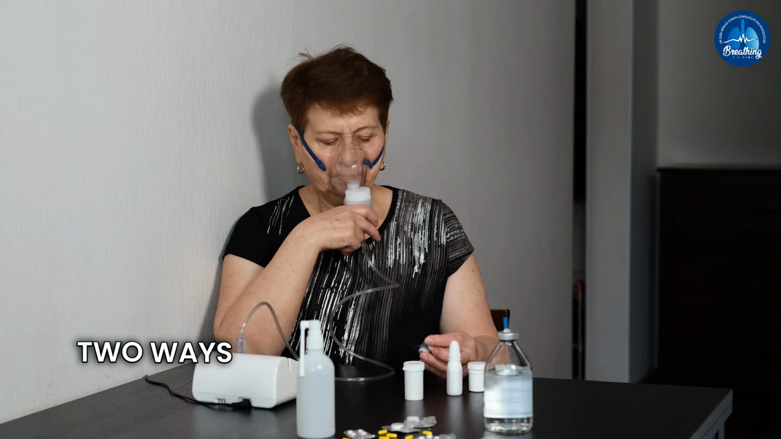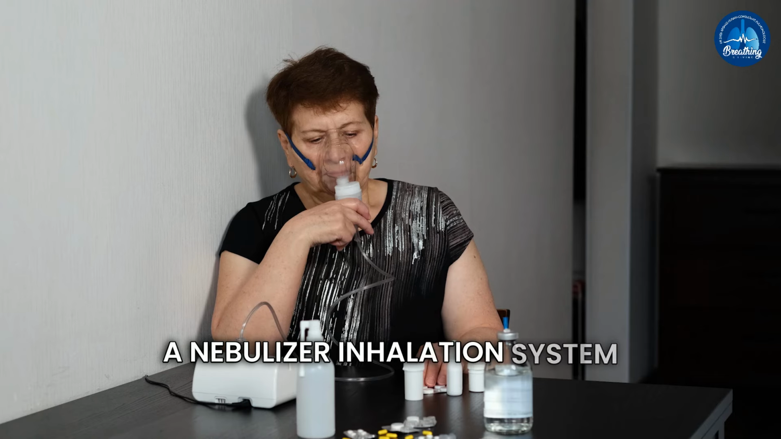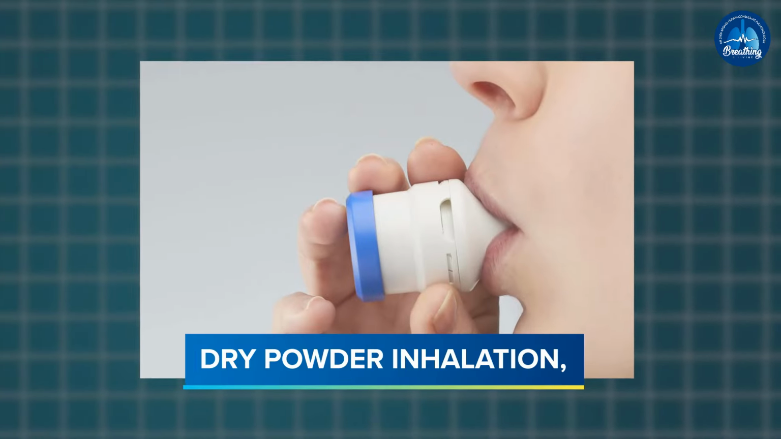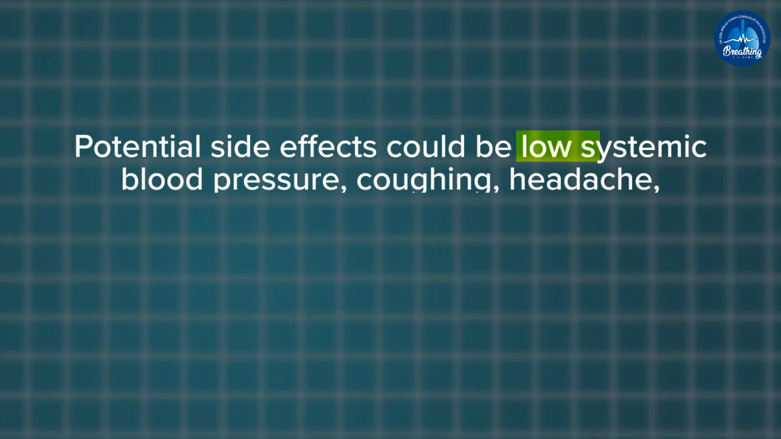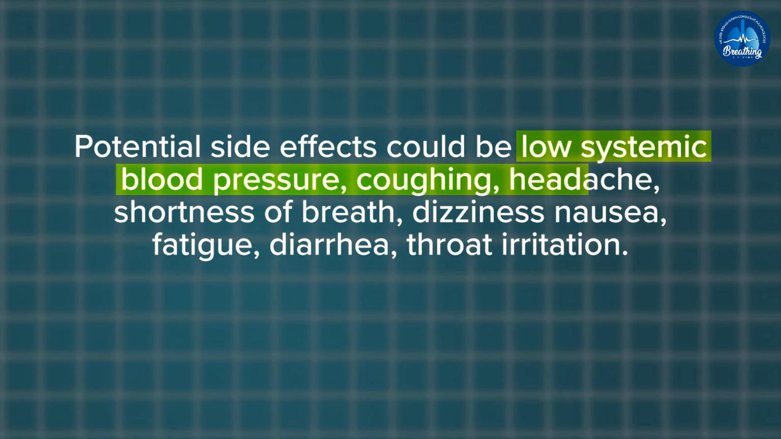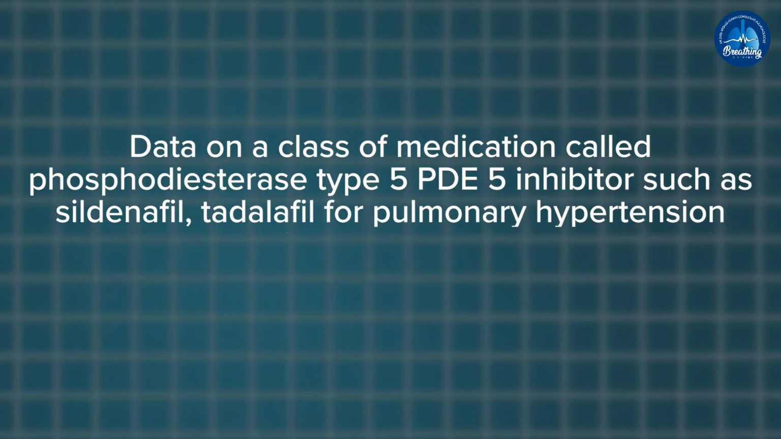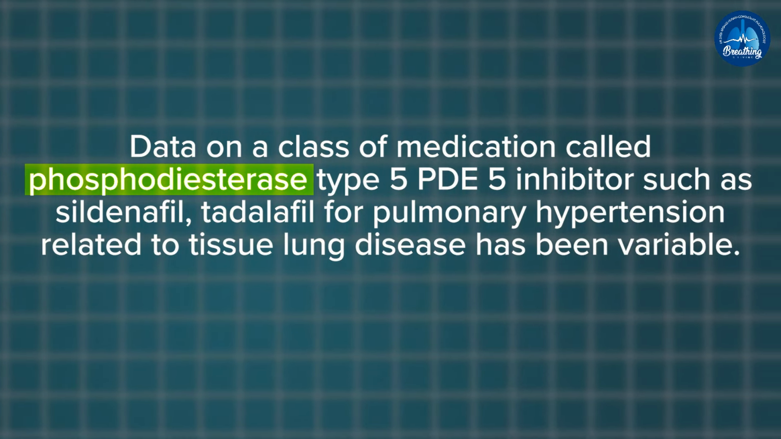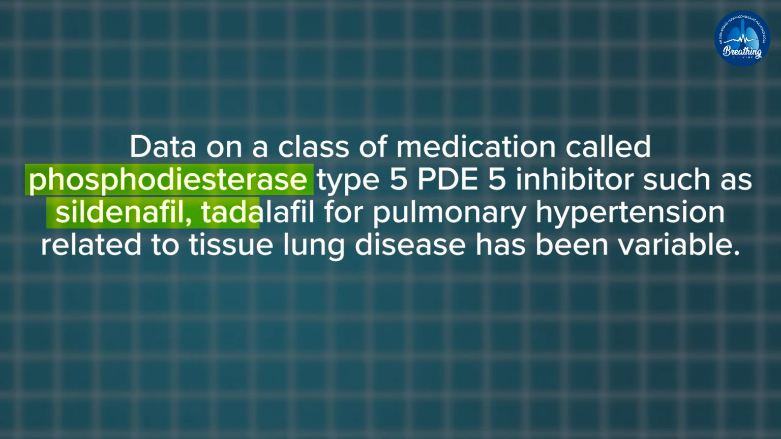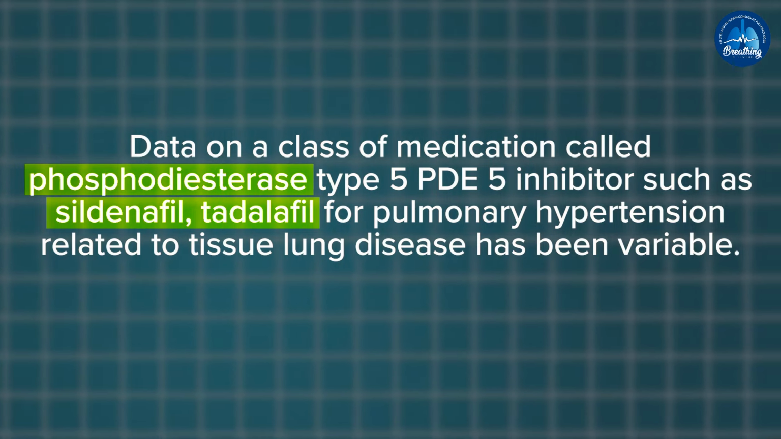There are two ways to take inhaled Treprostinil: a nebulizer inhalation system and a dry powder inhalation, both of which are taken 4 times a day. Potential side effects could be low systemic blood pressure, coughing, headache, shortness of breath, dizziness, nausea, fatigue, diarrhea, and throat irritation. Data on a class of medication called phosphodiesterase type 5 (PDE5) inhibitors such as sildenafil and tadalafil for pulmonary hypertension related to interstitial lung disease has been variable.